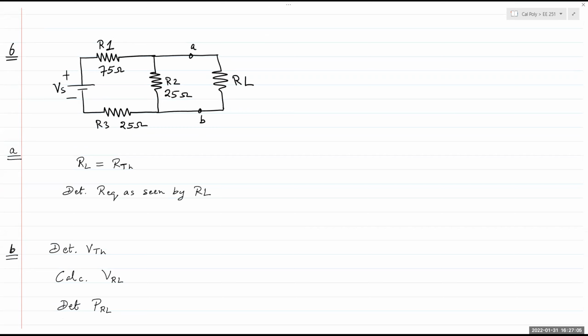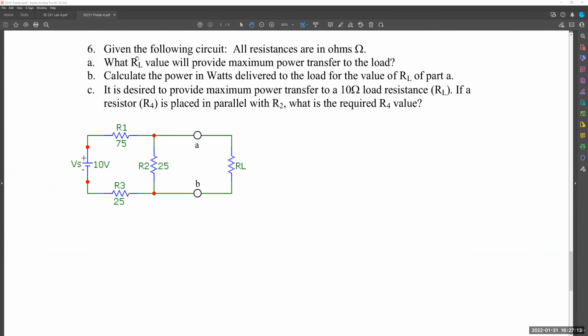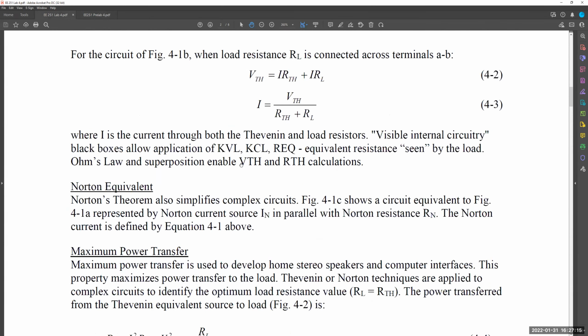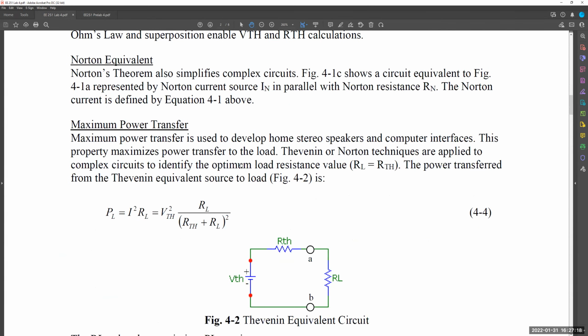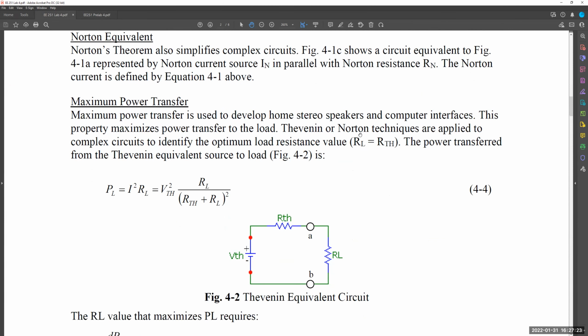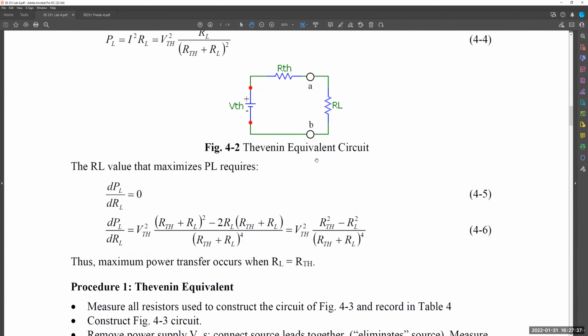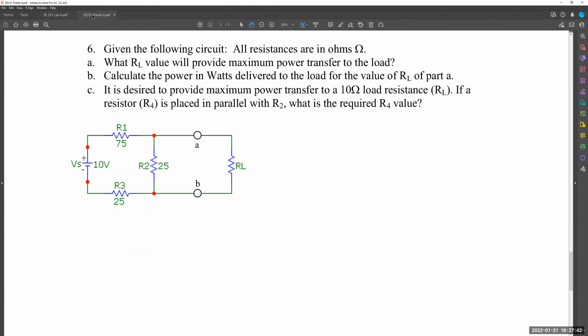Now, question 6, or problem number 6, deals with the maximum power transfer theorem. The maximum power transfer theorem simply states that in order for maximum power to be transferred from a source circuit to a load circuit, the Thevenin resistance of the circuit should equal the load resistance, meaning RL should equal RTH. Okay, that is the criteria. RL should equal RTH. So maximum power transfer occurs when the load resistance is exactly equal to the Thevenin resistance.